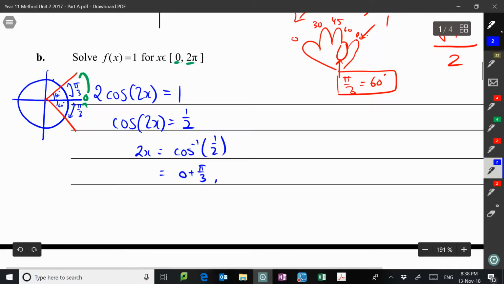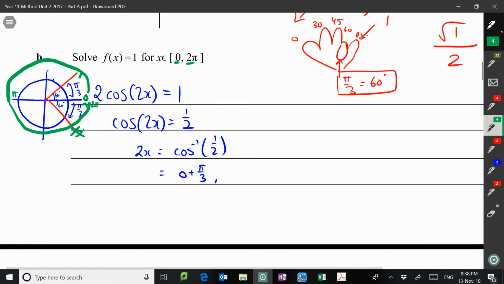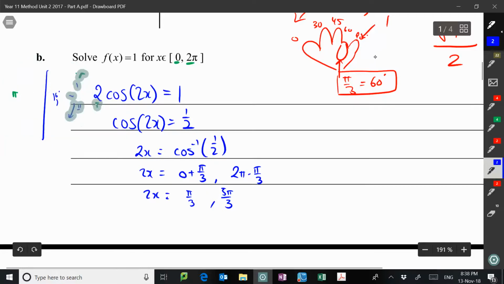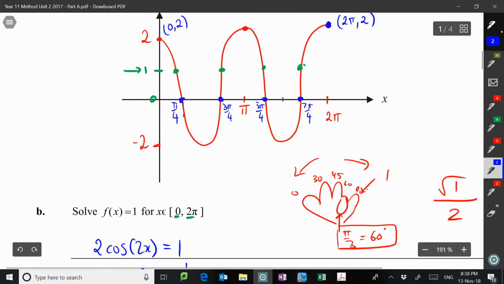That's my first solution. And then as I keep going around the circle, I get to pi. I haven't hit another solution, so I keep going. And I get to the end, which is 2 pi. But you see, I hit the solution over here just short of 2 pi by pi on 3. So really you would write here 2 pi minus pi on 3. Now this gives me the first 2 solutions. I got pi on 3. Remember, this is still 2x. And this is 2 pi minus pi on 3, which is 5 pi on 3. Okay, I've got my 2 solutions. But what you have to remember is, didn't we say that there should be 4 answers? Because clearly there are 4 answers here.